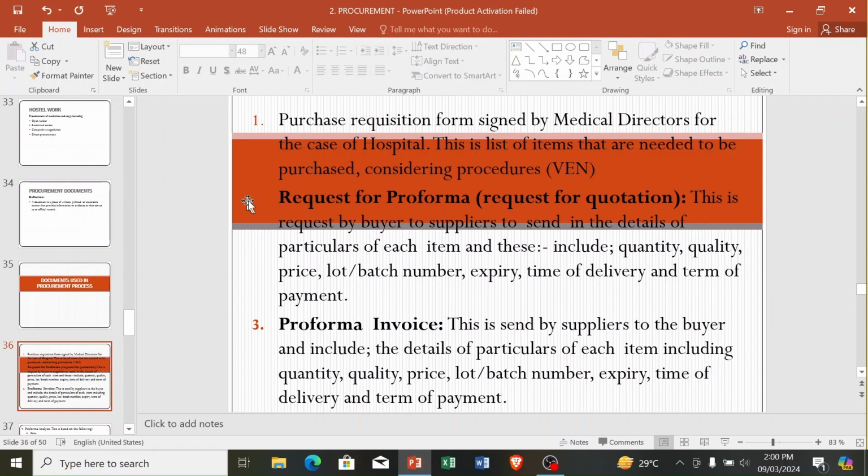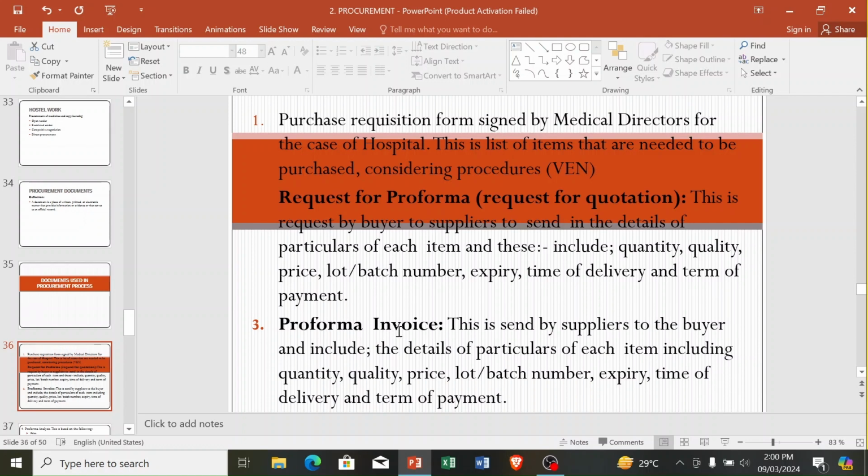Then we have what you call request for pro forma, or request for quotation. This is a request by a buyer to a supplier to send in the details of particulars of each item, and this may include quantity. This is the second document, by the way, guys. Quantity, quality, price, lot or batch number, expiry, time of delivery, and terms of payment.